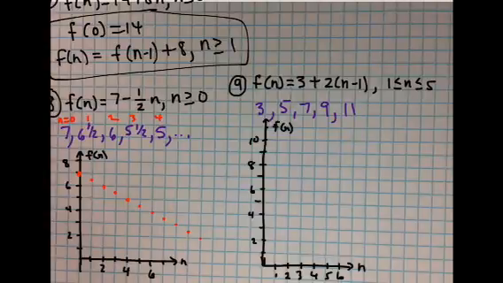Alright, so here's the setup. When n is 1, we get 3. When n is 2, we get 5. When n is 3, we get 7. When n is 4, we get 9. And when n is 5, we get 11. Okay? So remember, these are discrete graphs. We do not connect the dots.